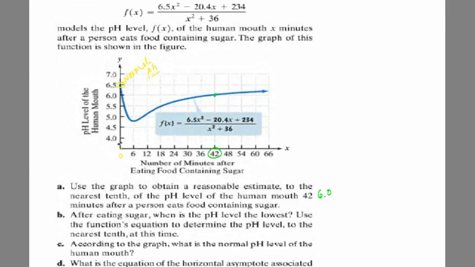Let's look at the graph and answer the next question. After eating sugar, when is the pH level the lowest? So how much time has passed when the pH level dips to its absolute lowest? Right here, after 6 minutes. So when is the pH level the lowest? After 6 minutes.